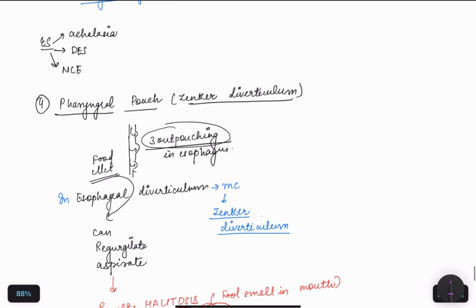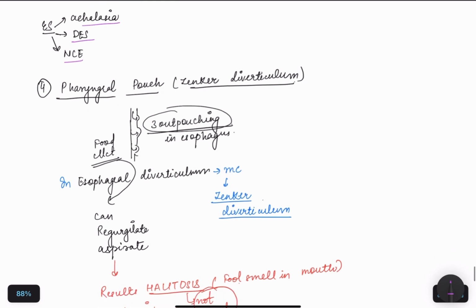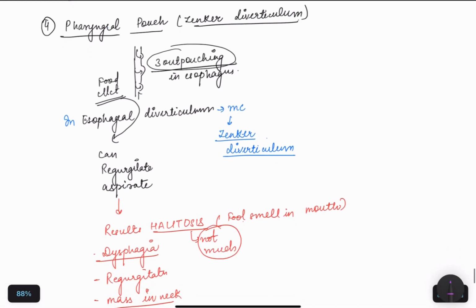We studied about achalasia, diffuse esophageal spasm, and nutcracker esophagus. Now, fourth is pharyngeal pouch, which is also known as Zenker's diverticulum. In Zenker's diverticulum, an outpouching occurs in the esophagus, in which the food collects, which results in regurgitation and aspiration, and can result in halitosis, which is a foul smell in the mouth. But it is not as much.